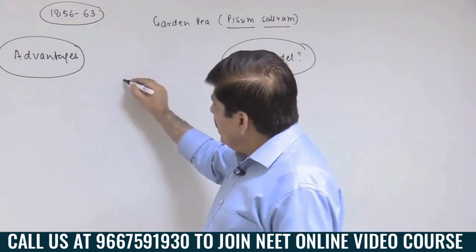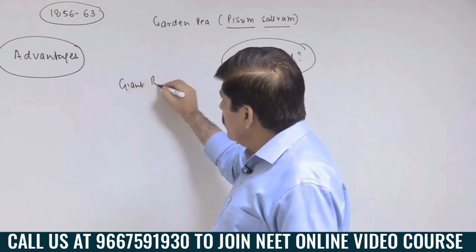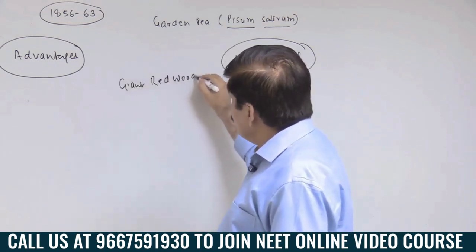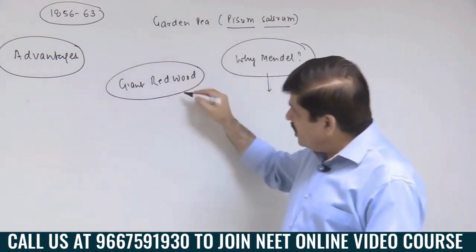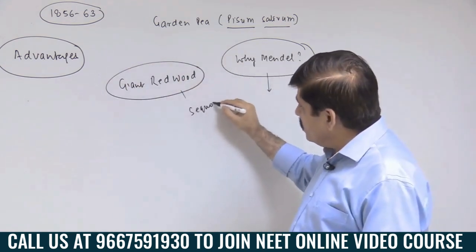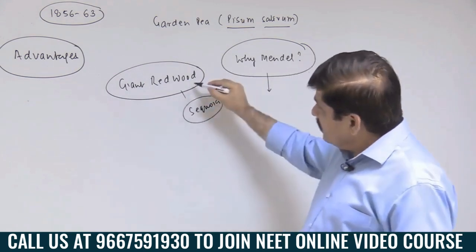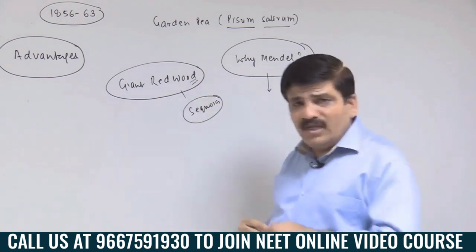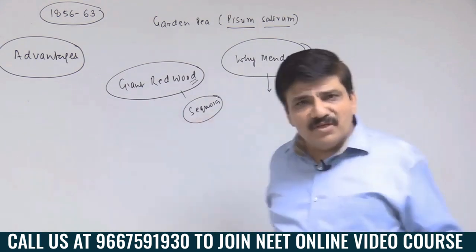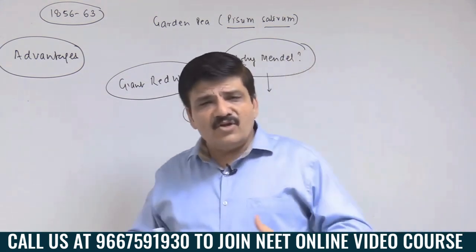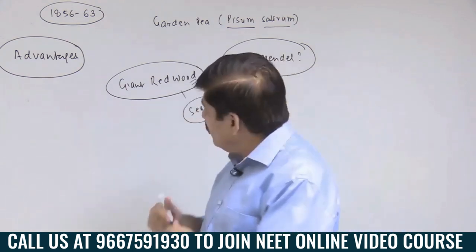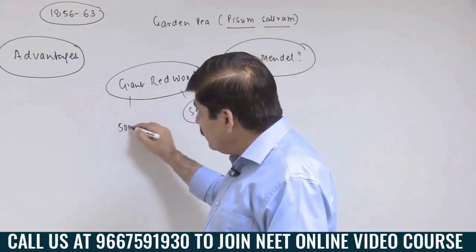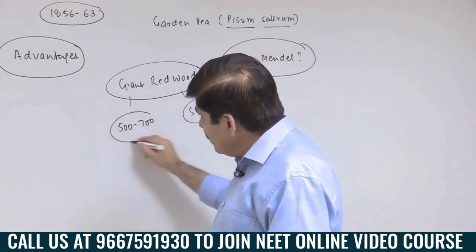So why did he not take, say for example, giant redwood? So you know they are gymnosperms, very huge trees. You know about them. A very important one would be sequoia, and these type of this thing you must have read in your botany classes. They are immense trees. They are huge, and not only huge. The average lifespan of giant redwood would be anything between 500 to 700 years.